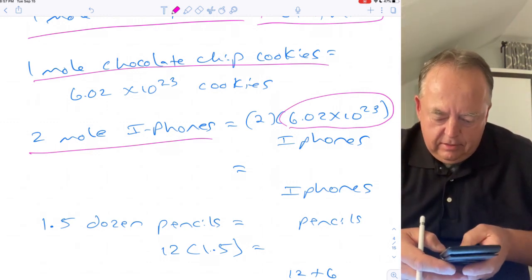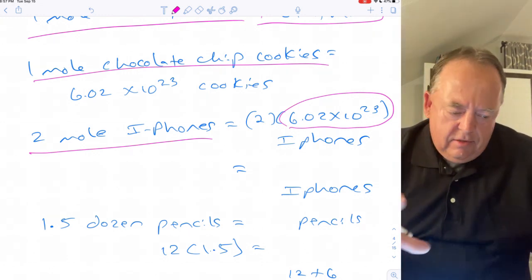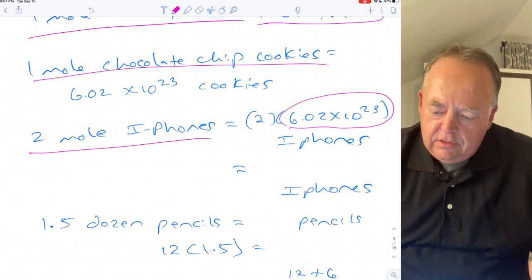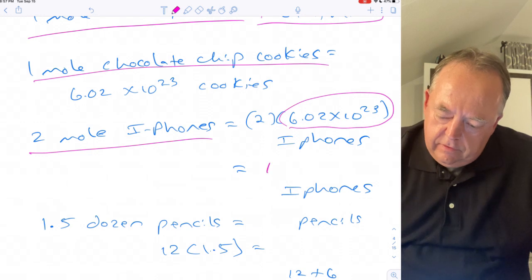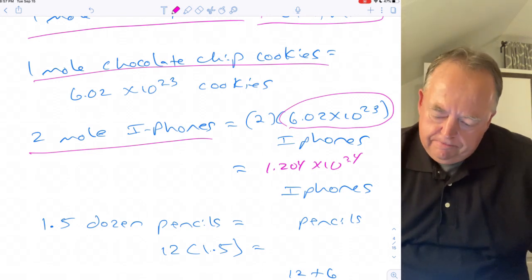I recommend you try this on your calculator. Some students have difficulty knowing exactly how to use their calculator, especially when we get into exponents. So if you wanted to practice on your calculator, that would be 1.204 times 10 to the 24 iPhones if you had 2 moles, right?